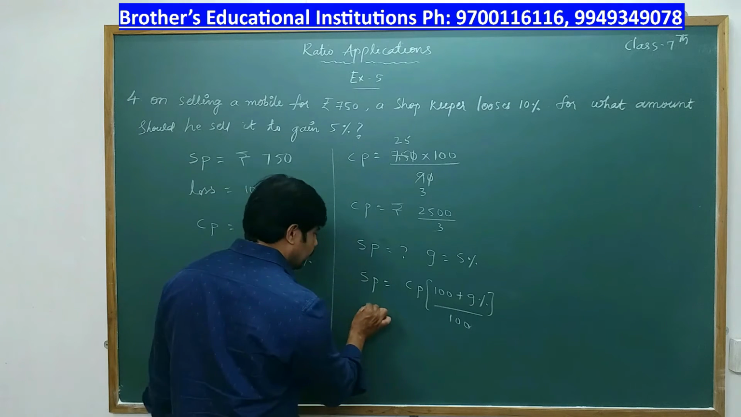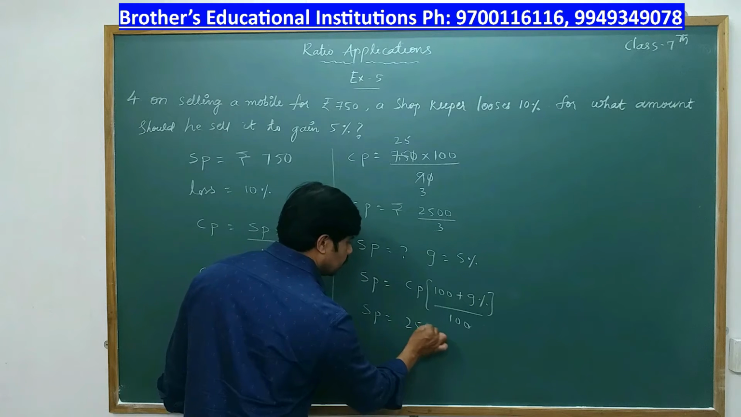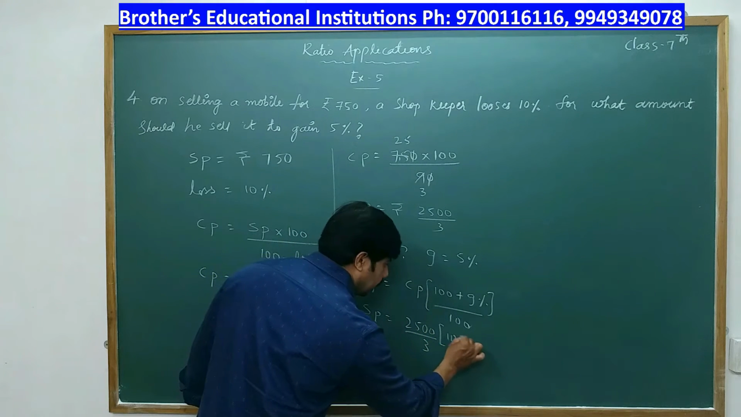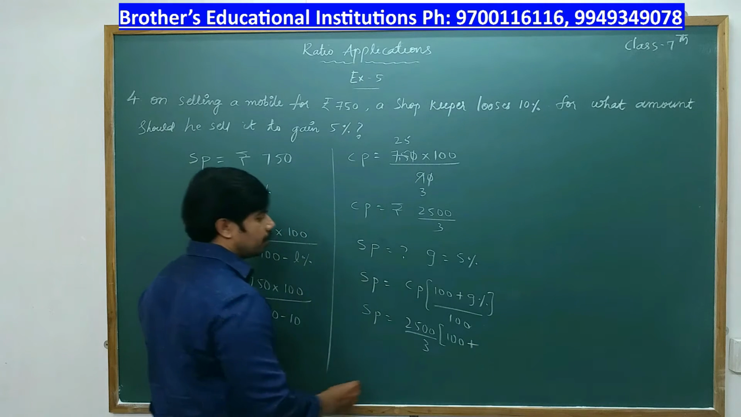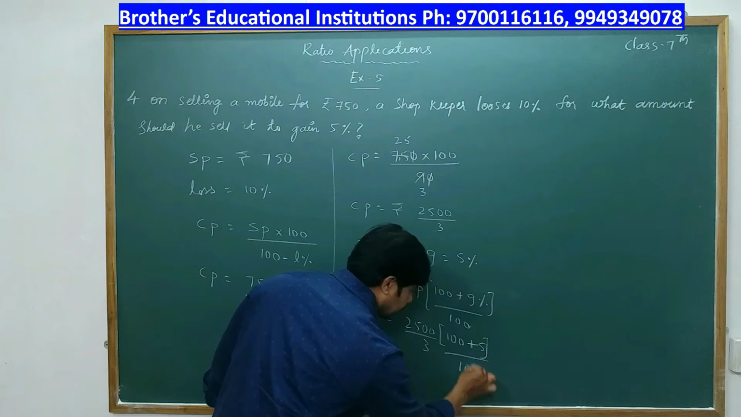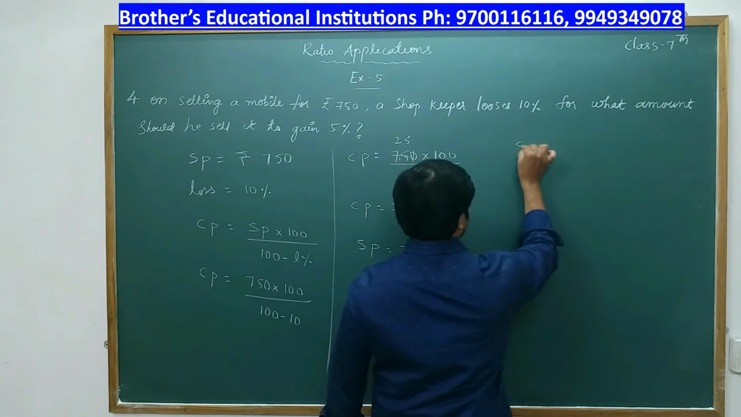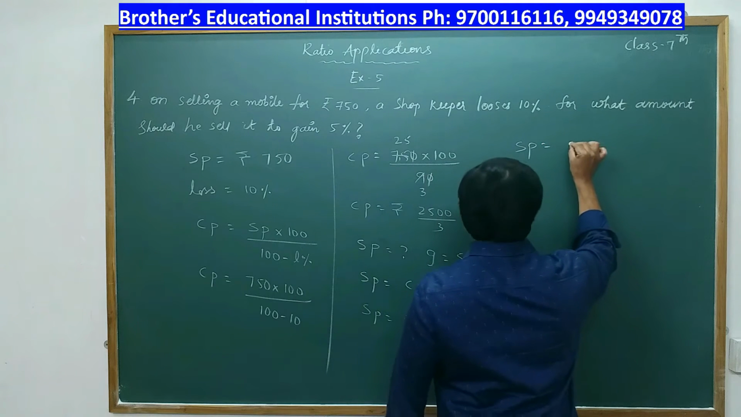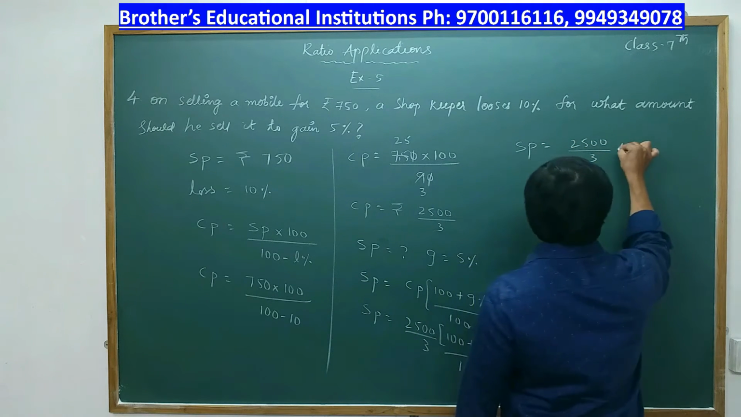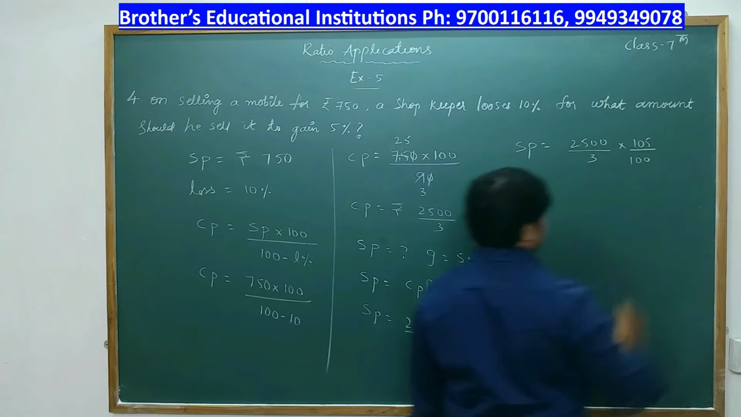So selling price is equal to cost price. What is cost price we have? It is 2500 by 3 into 100 plus gain percent. What is gain percent? It is 5 by 100, right? So now we'll simplify. Selling price is equal to 2500 by 3 into 105 by 100, right?